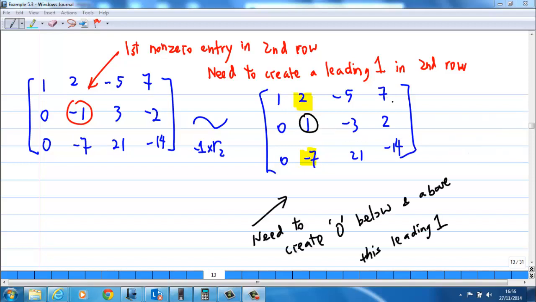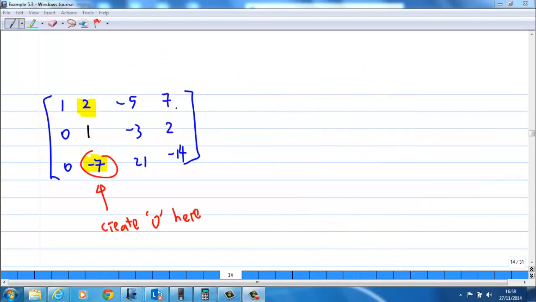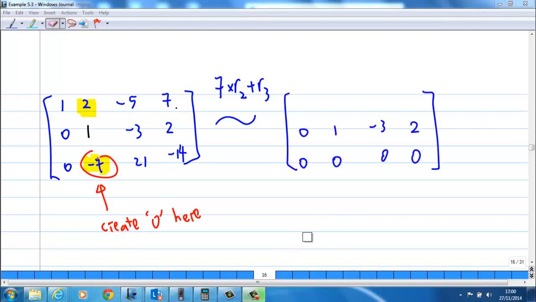We need to create 0 below and above this leading one. Let's try to create a 0 in third row, second column. We can eliminate −7 by using second row times 7, add it to the third row. Since the third row is a multiple of second row by −7, after the second row times 7 is added to third row, we find that the third row is all 0, while the second row remains unchanged.